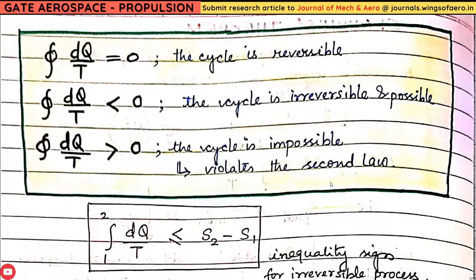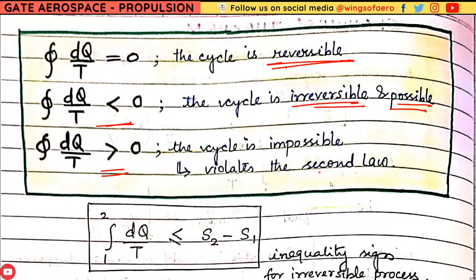What is the significance of this relation? We have the closed integral of dQ by T. When it equals 0, it means the process is reversible. Less than 0 means it is irreversible, but this cycle is possible. But if we get greater than 0, first of all it violates the second law, and this is impossible.